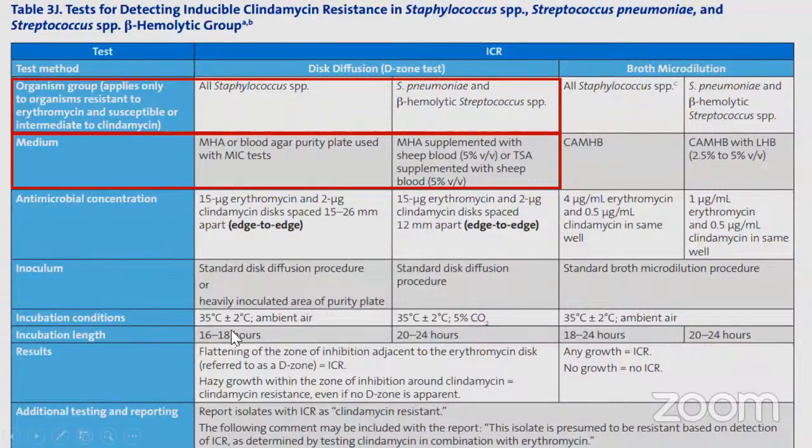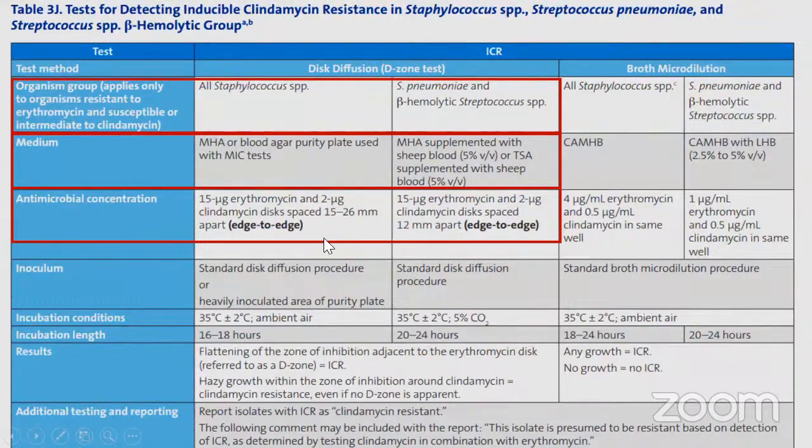Please keep in mind one very important thing: we are not supposed to use sheep blood agar here. We are supposed to use MHA supplemented with 5% sheep blood. This is a very common error that we all make on a daily basis. If you're making sheep blood agar in an MHA base, that's fine. But otherwise, plain simple sheep blood agar with Columbia blood agar base may not be a good option for detection of the D-test. In this case, we are supposed to keep the erythromycin and clindamycin discs together.